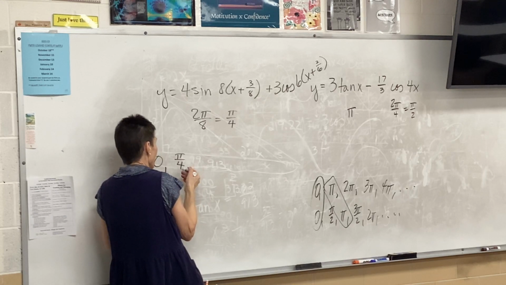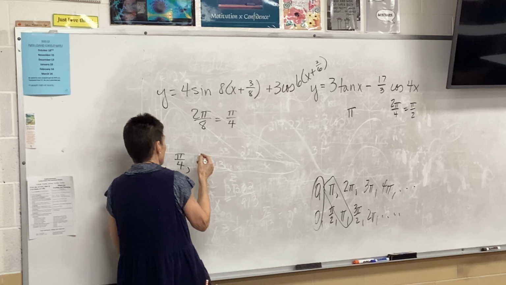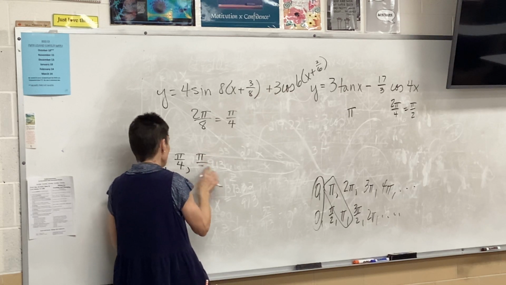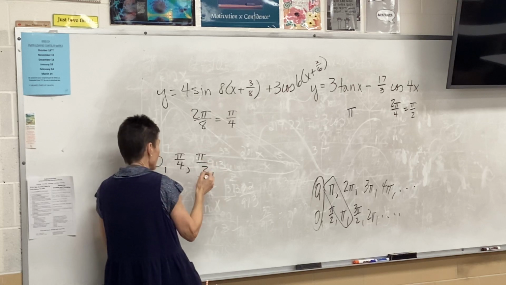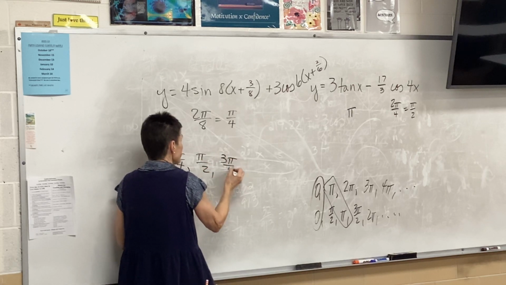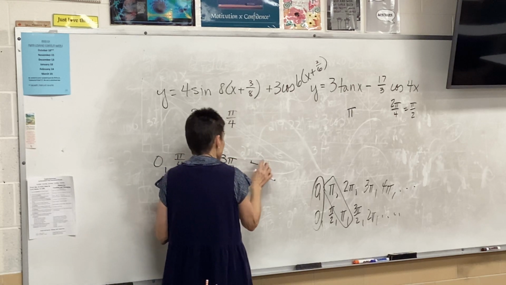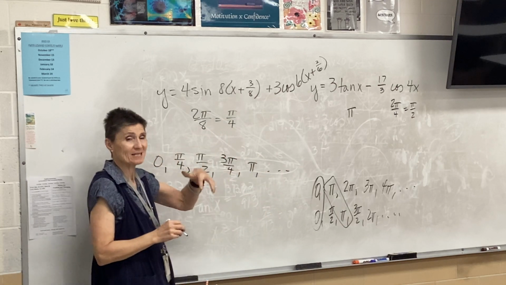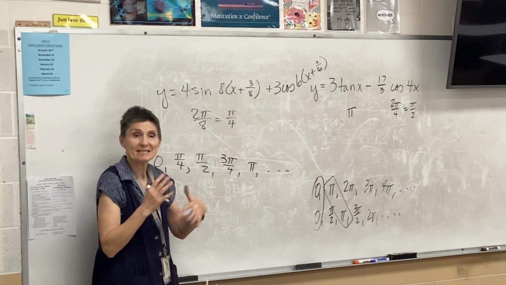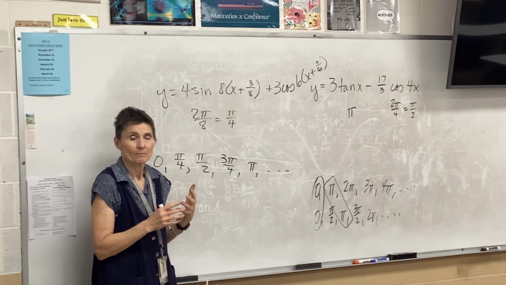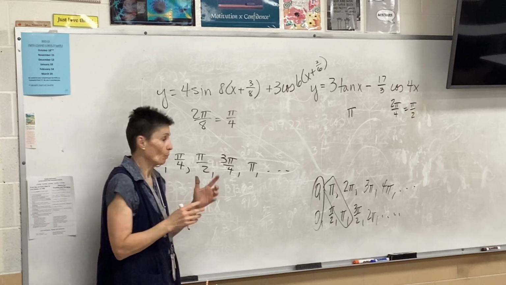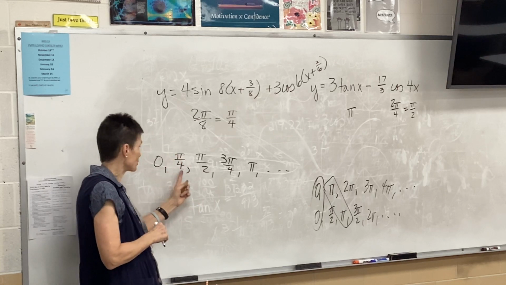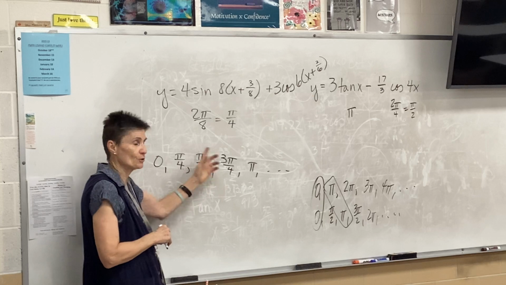So pi over 4, pi over 2, 3 pi over 4, 4 pi over 4, and so on. That's when this picture repeats itself. Okay? So whatever the curve is doing at 0, it's doing again at pi over 4, pi over 2, and so on.